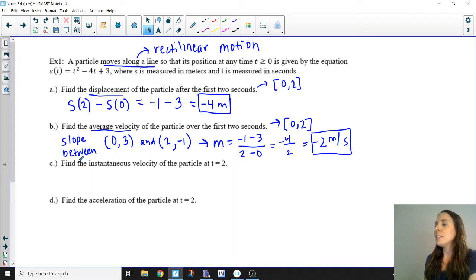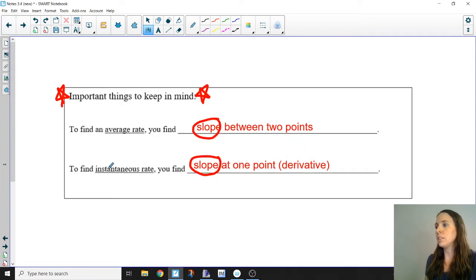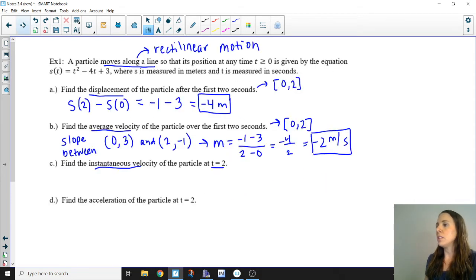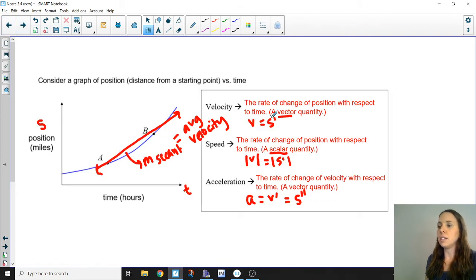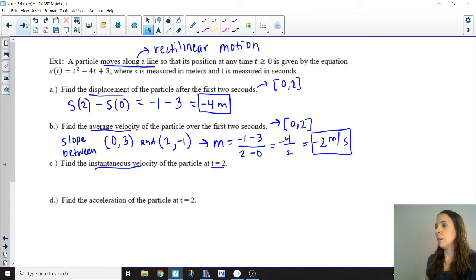All right, in part C, that's where we're asked to find an instantaneous velocity, and what we are given is time 2. Now we are ready for a derivative, right? Whenever we are asked to find an instantaneous rate, I'll just go back to the information to show you. An instantaneous rate, you do a derivative. So instantaneous velocity, back to another piece of information, right? Velocity is the first derivative of position. That's important to know. And so we're going to take a derivative here.